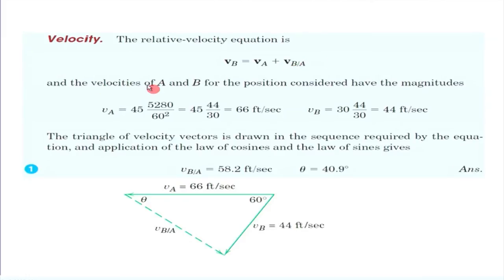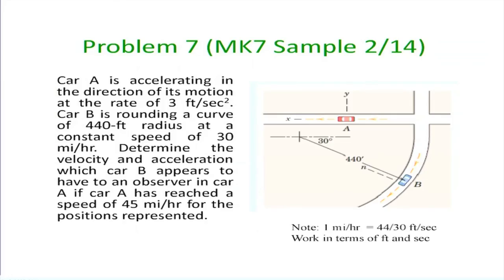Now how do we find out the velocities of A and B for the positions continued? The speed of car A is 45 miles per hour, converted into 66 feet per second. The speed of B is 44 feet per second. Now note one thing, we can do this problem vectorially.